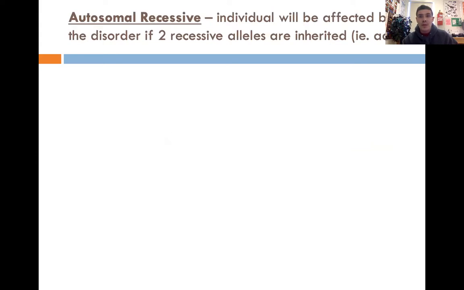Let's go on to the next one, which is autosomal recessive pedigree chart. Individuals are affected if they have 2 recessive alleles. In other words, individuals that are homozygous recessive have the trait or have the disorder. Remember, those are the shaded in ones in the chart.